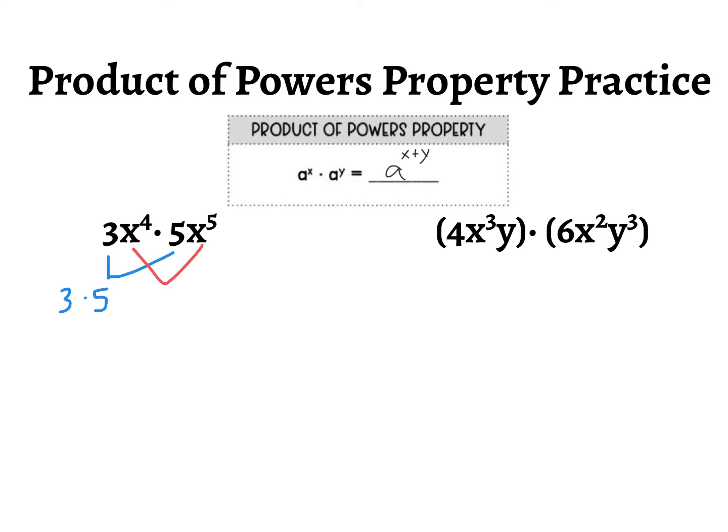The question you want to ask yourself is, well, let's first combine them. We have x to the fourth times x to the fifth. Now that they're grouped together where they belong, let's multiply things. Here I have 3 times 5. Now that is just the number I know. 3 times 5 is 15.